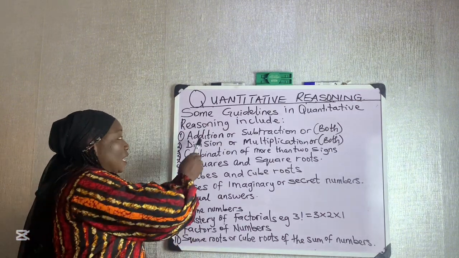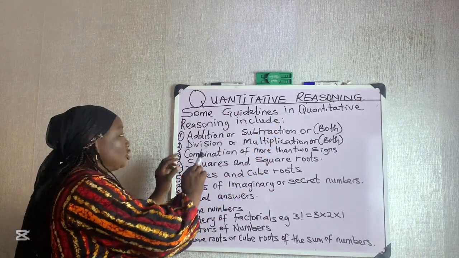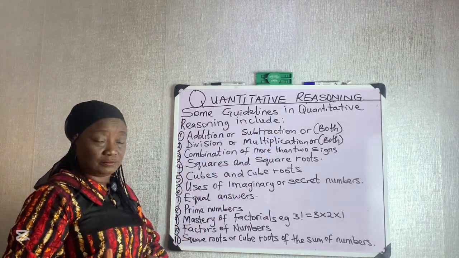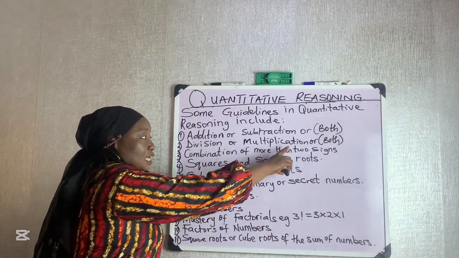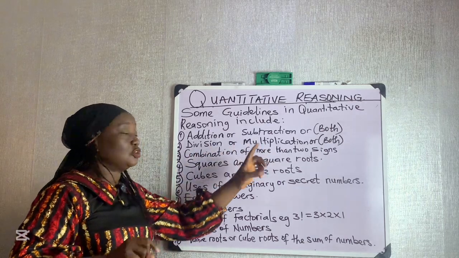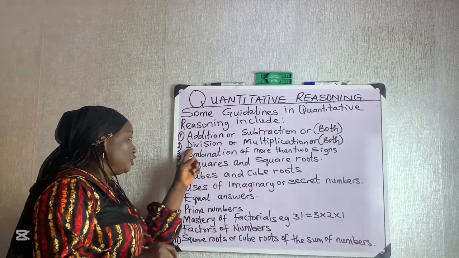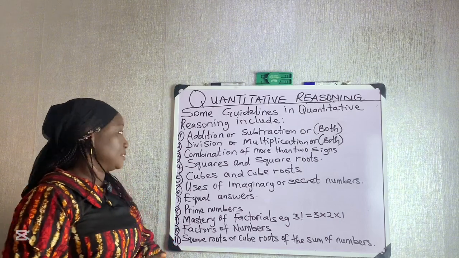Number 1, addition or subtraction or both, that is, a combination of addition and subtraction. Number 2, division or multiplication or both. That is, division can be combined with multiplication in some cases.